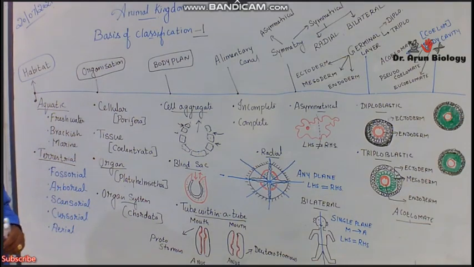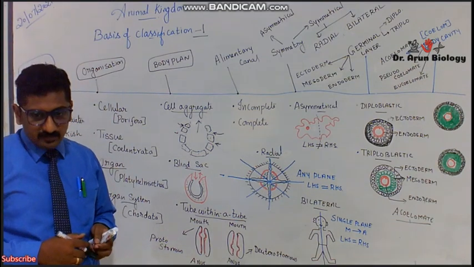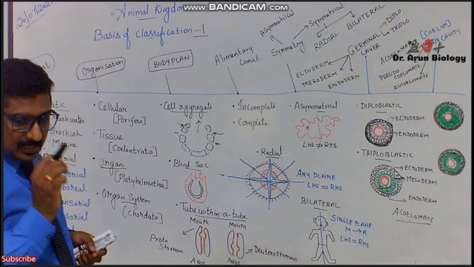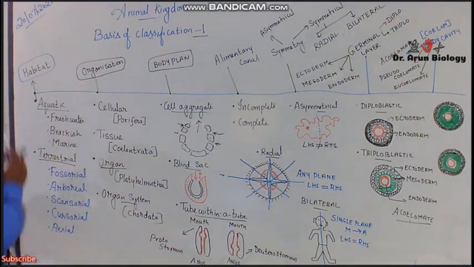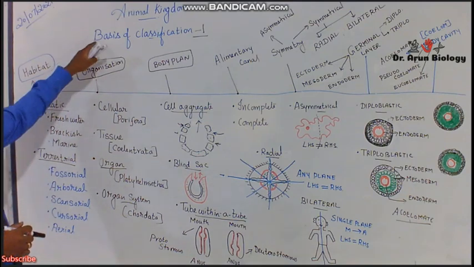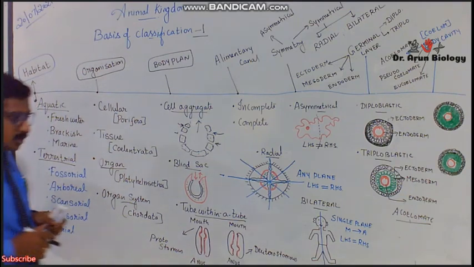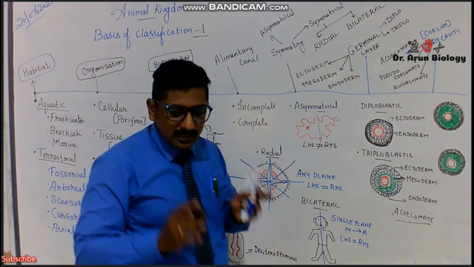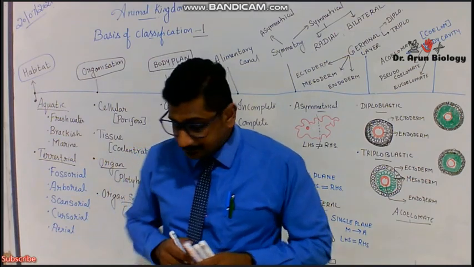So, classification of the animal kingdom. We have discussed that there are a total of 11 different phyla. This is the first class where we have seen the basis of classification. The first one is called habitat. What do you mean by habitat? Habitat is a place where an animal lives. We are going to call it habitat.